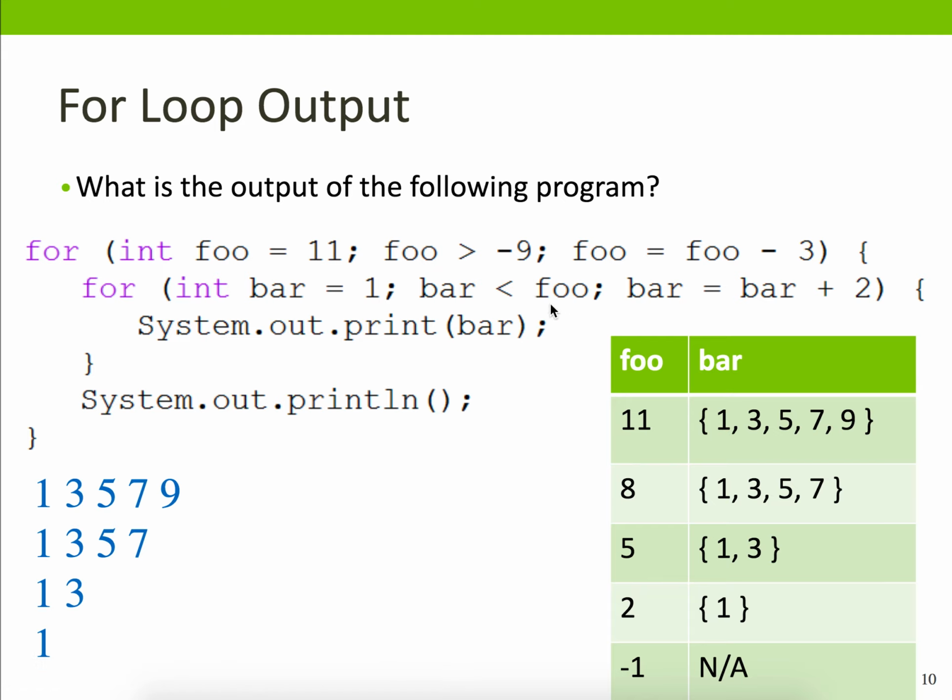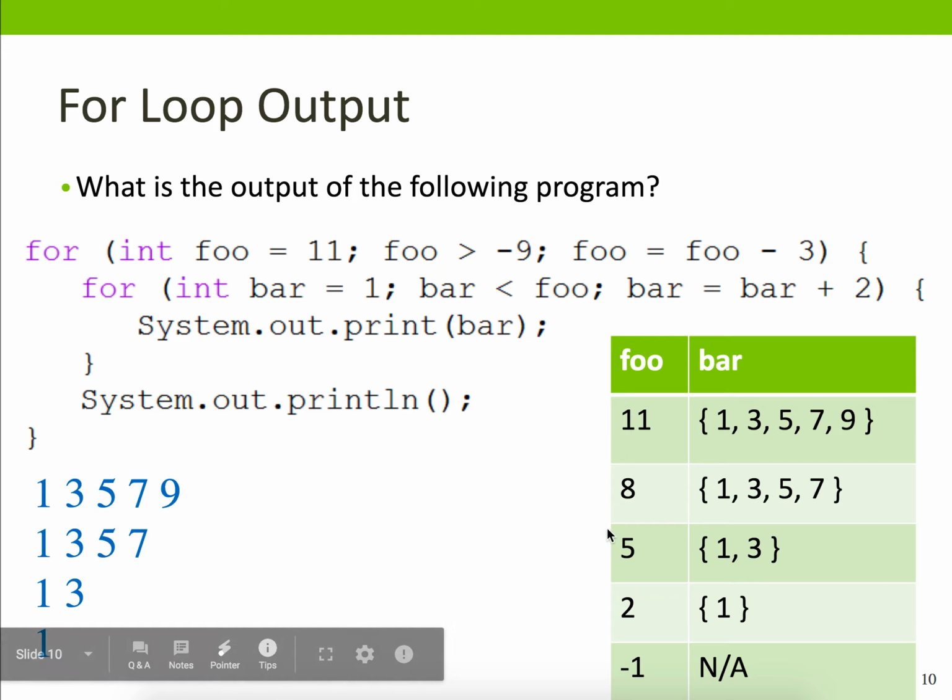So how do we do this? Well, one thing we can do is look at this outer loop. We're going to start at 11, and we're going to subtract 3 every single time, and we're going to do this while foo is greater than -9. So if we start at 11, subtract 3, that gets us to 8. Subtract 3, it'll go to 5. Subtract 3, it'll go to 2. Subtract 3, go to -1, right? And then we would go further, down to -4 and so on.